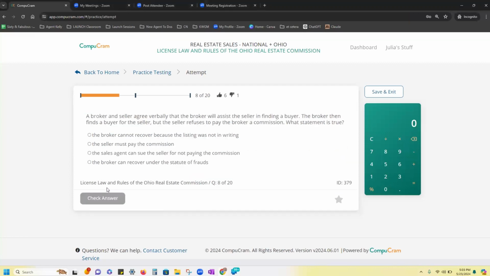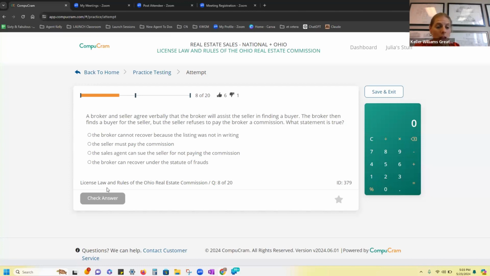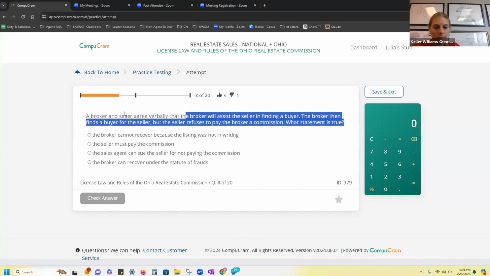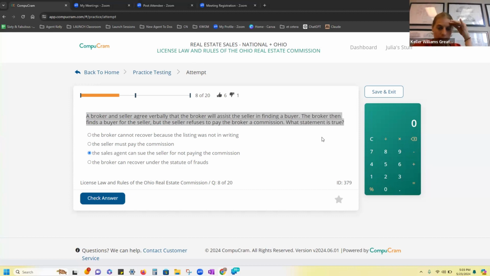Okay. So a broker and seller agree verbally that the broker will assist the seller in finding a buyer. Broker then finds a buyer for the seller, but the seller refuses to pay the broker a commission. What is true? A, the broker cannot recover because the listing was not in writing. B, the seller must pay the commission. C, the sales agent can sue the seller for not paying the commission. Or D, the broker can recover under the statute of fraud. This one's tricky.